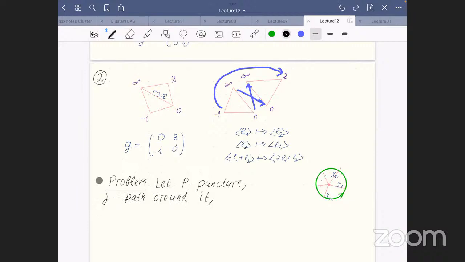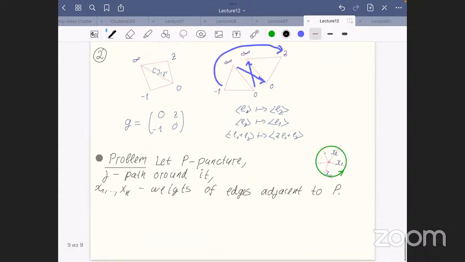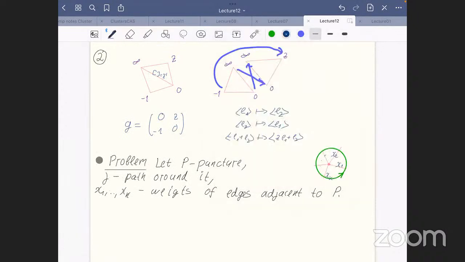and x1 through xk the weights of edges adjacent to P. Then, if we compute rho of gamma, its eigenvalues are like 1 and x1 through xk.